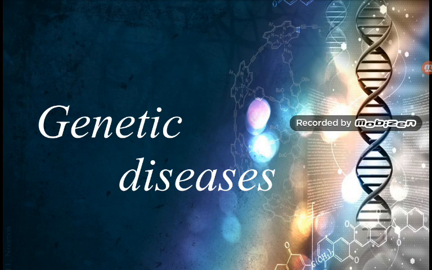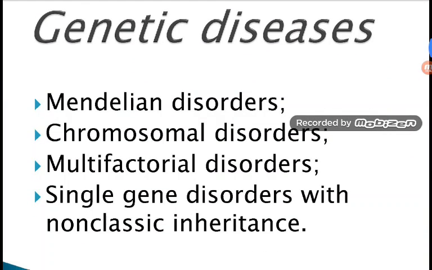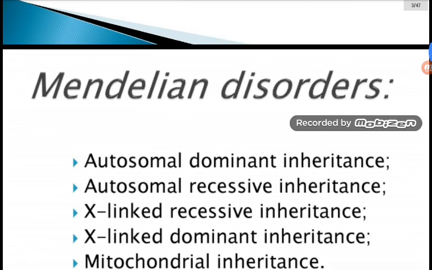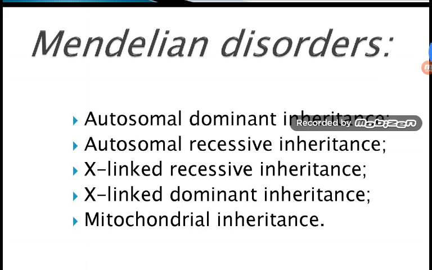Genetic diseases. Genetic diseases are Mendelian disorders, chromosomal disorders, multifactorial disorders, and single gene disorders with non-classic inheritance. Mendelian disorders are autosomal dominant inheritance, autosomal recessive inheritance, X-linked recessive inheritance, X-linked dominant inheritance, and mitochondrial inheritance.